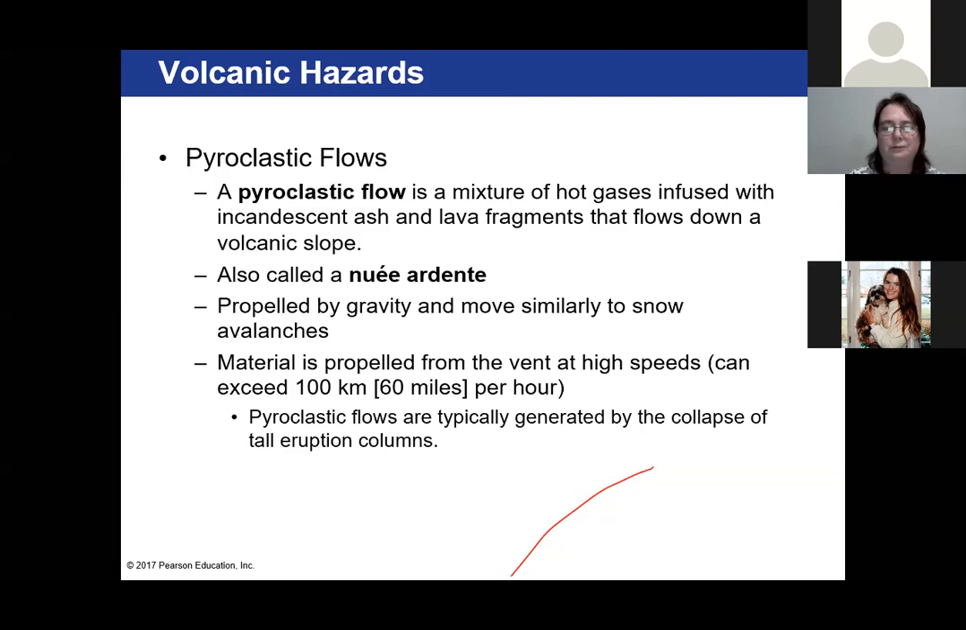Pyroclastic flows are very, very hazardous and very dangerous. It's not just ash and lava, it's hot gases. The volatiles are very hot. The whole thing is moving very quickly. You can't outrun it. 60 miles an hour down the slope of the volcano. Gravity pulls it down as well and increases the speed. And basically throw out a large eruption column, and then all that starts to fall down too.